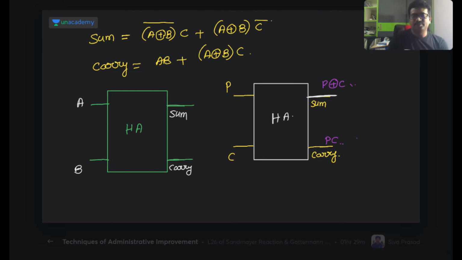Now you tell me, what is the sum I will get here? What is the sum expression? Here this is A XOR B. Sum expression means A XOR B. And what is the carry expression here? This is A into B, it is the carry expression.